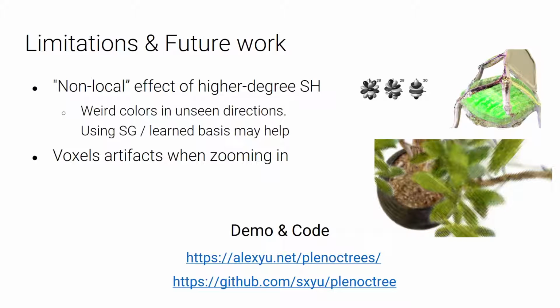We also have issues with bad colors when viewing from a direction not seen during training, more so than the original NeRF, because the spherical harmonics have some non-local directional impact. As you can see on the right, these high-degree spherical harmonics are very spiky in different directions. If our views are around the equator, then looking from higher up will result in weird colors. Using SG or other bases may help. Lastly, obviously this representation is also no longer continuous, so you can see voxels if you zoom in.